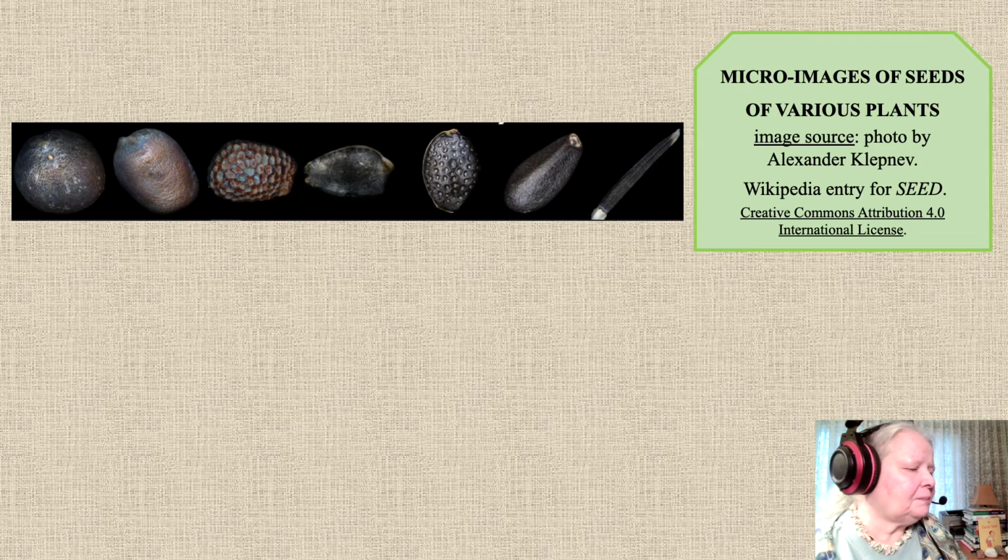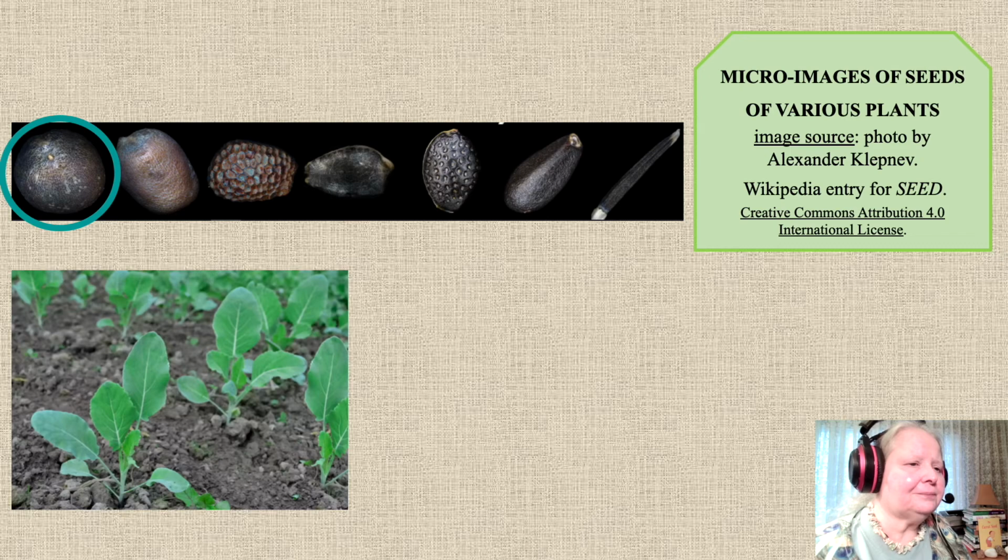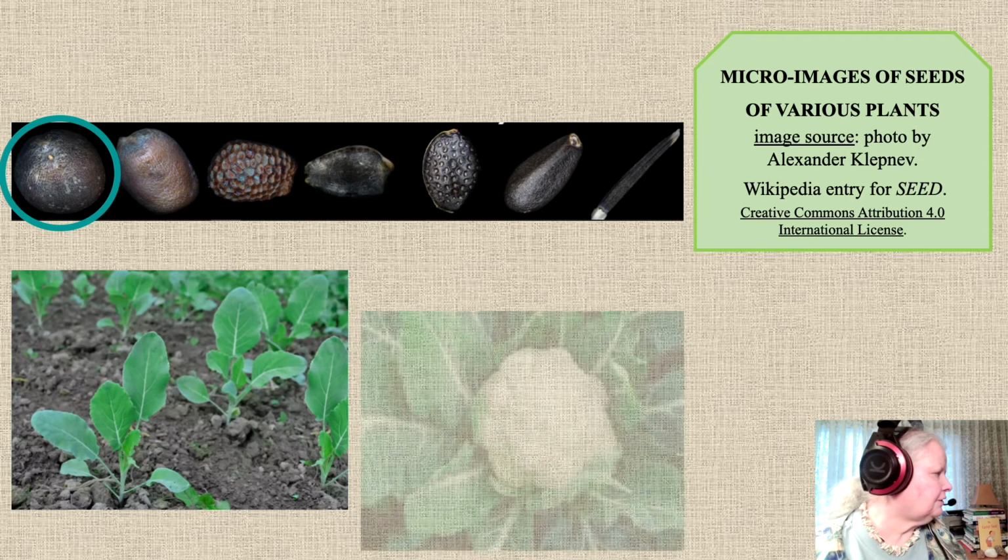The seed at the beginning of the row is very round. It's very dark in color, and the outside is smooth. In this picture, I think it's too early in its growth cycle to identify what kind of plant it is. Now I'll simply go ahead and show you what it looks like when it's growing in the field.